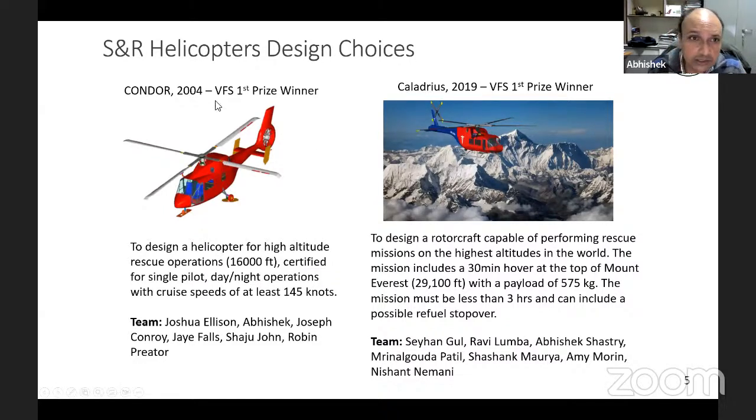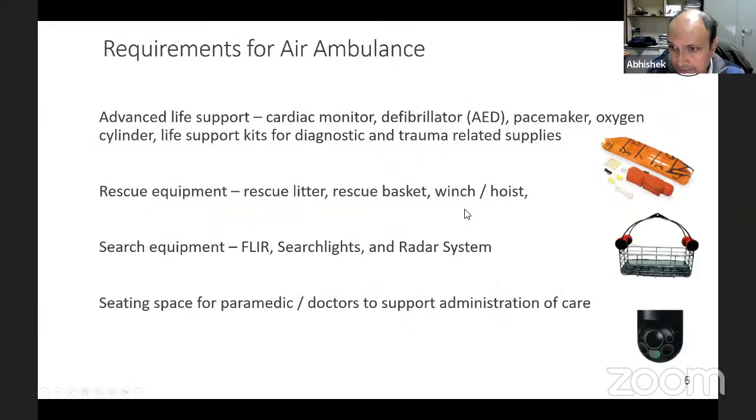There was another competition, when I was a student, and I participated in 2004, where we won first prize in the VFS design competition. In 2019, there was a similar competition where one had to design a rotorcraft capable of performing rescue missions at the highest altitude in the world, at Mount Everest, with a payload of 575 kilograms. The mission should take less than 3 hours and also include a possible refuel stopover. This was the design which won this competition, again by a team from Maryland. Some of our students from IIT Kanpur, like Abhishek Sastry, were part of this design competition, where they designed a helicopter for search and rescue missions from such high mountainous areas.